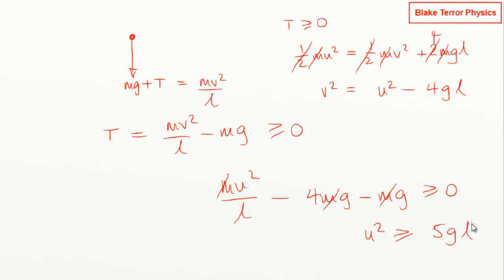So that's giving us the minimum value. We have to set off with a value of u which is greater than or equal to the square root of 5gL. Otherwise, we are not going to make it to the top. If we set it off with exactly the square root of 5gL, then it will get to the top with 0 tension in the string. It will be absolutely on the point of going slack, but then it will tighten up again as we go past. So that is our limiting, our minimum velocity in order to have circular motion.